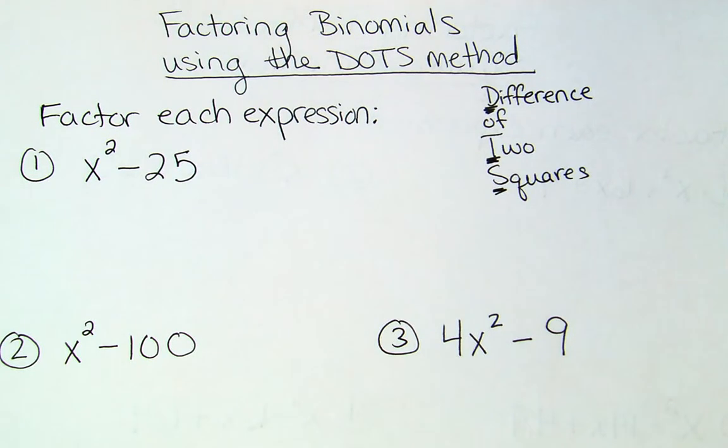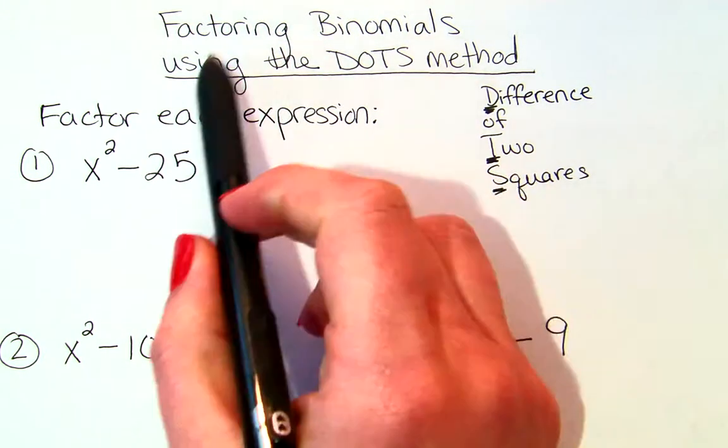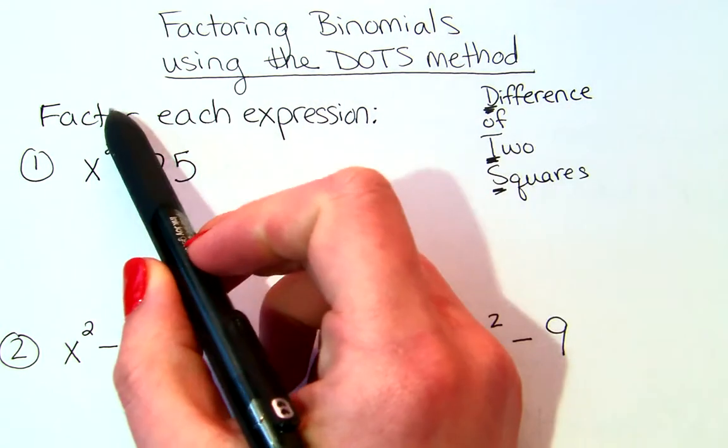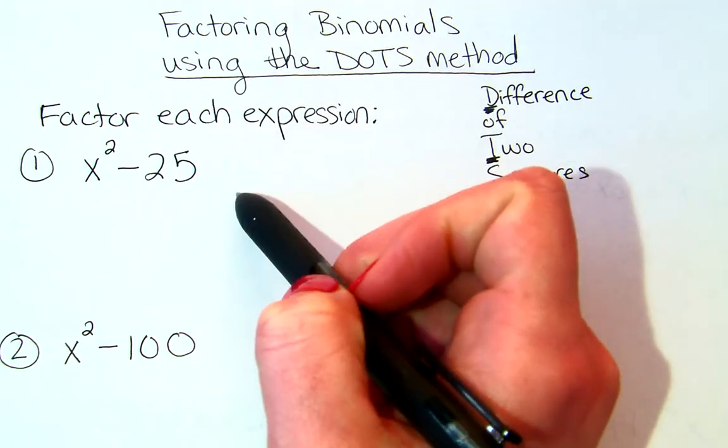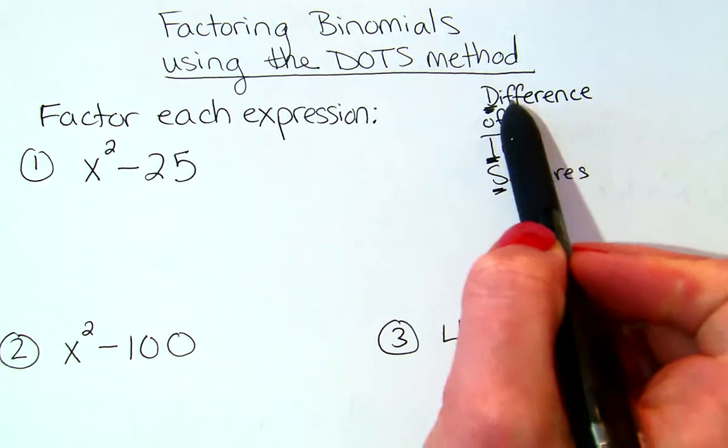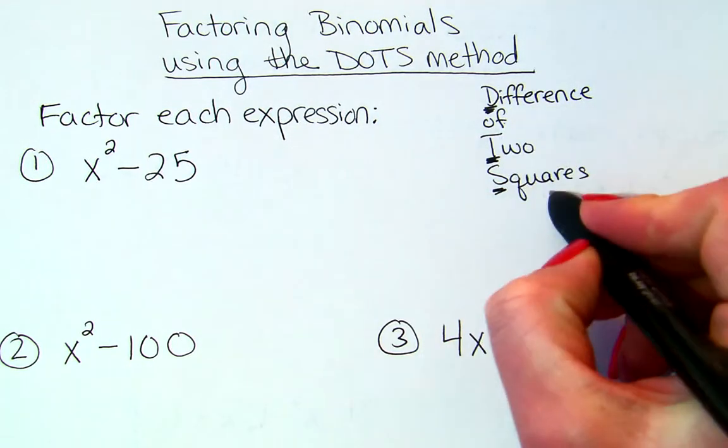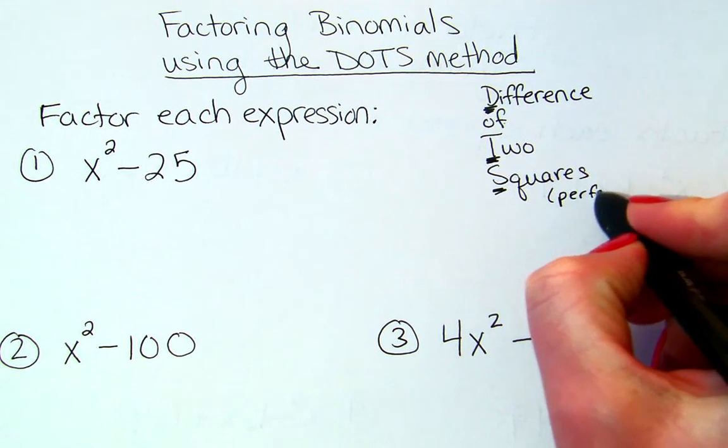Hello, today we are going to be talking about factoring binomials using the DOTS method. So our instructions are to factor each expression. DOTS stands for difference of two squares. These are actually perfect squares.